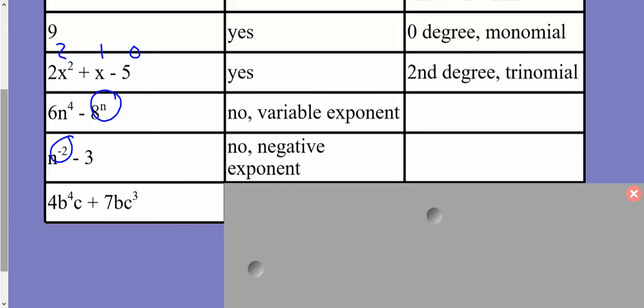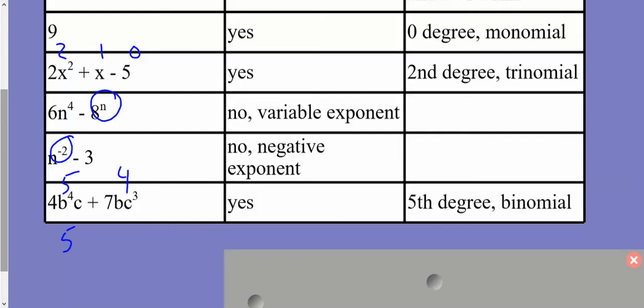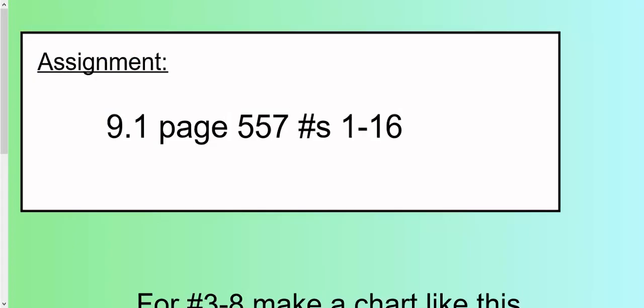And for the last one, this one's going to be yes. We have a 5 here. This one's 5, and this one is 4. So this would be a 5th degree binomial. There's 2 terms. And that's pretty much it. That's just the vocab that you are going to be working with and practicing.